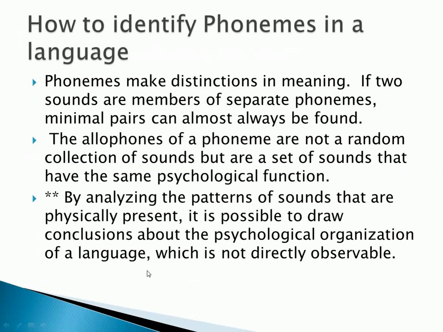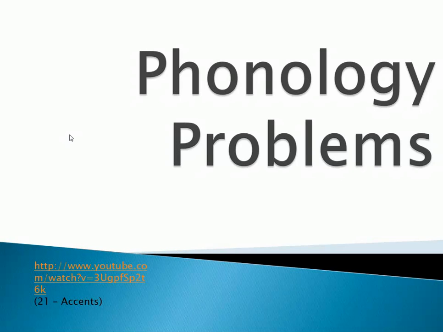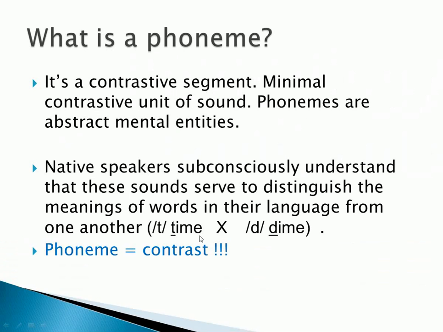We are going to see how to identify phonemes in a language. How do we do that? Well, phonemes make distinctions in meaning. If two sounds are members of separate phonemes, minimal pairs can almost always be found. Remember we discussed minimal pairs? Let's see one example of minimal pairs. A good example is time and dime. This is a minimal pair. Why? Because you have the same exact environment, and the only difference is one sound, and the meaning will be different too.